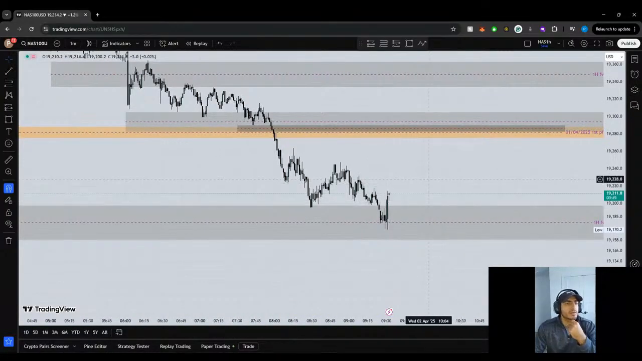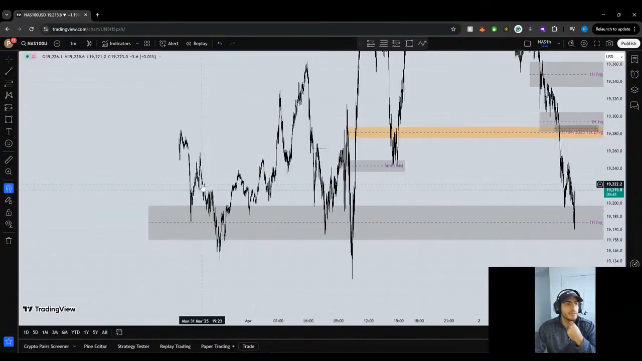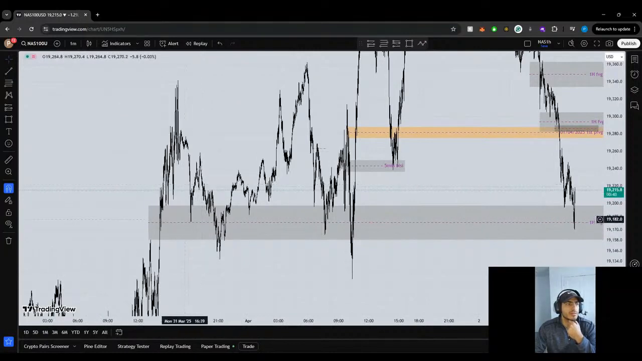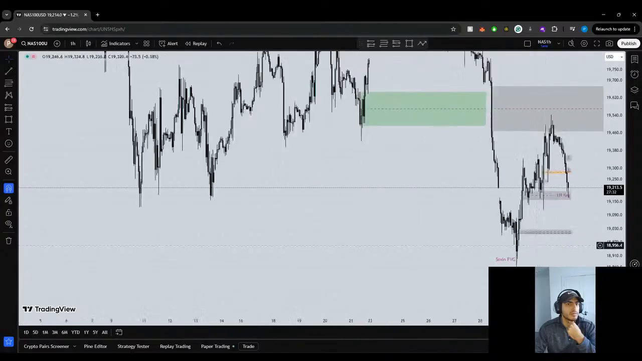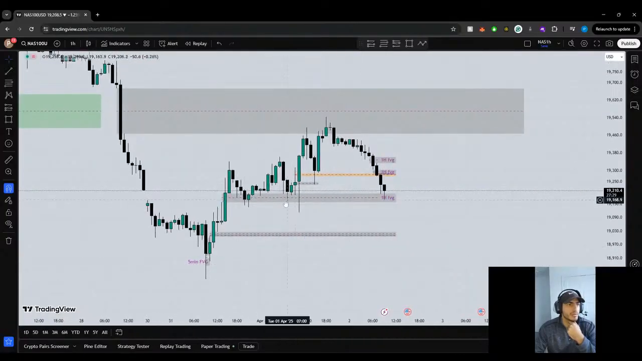Okay, so now we are bouncing off the consequent encroachment of, is it yesterday's? No, the day before yesterday's 1 hour fair value gap. Over here, bodies were closing above, within but not below. Then it used this as support and leapt off of there right into this 1 hour SIBI.